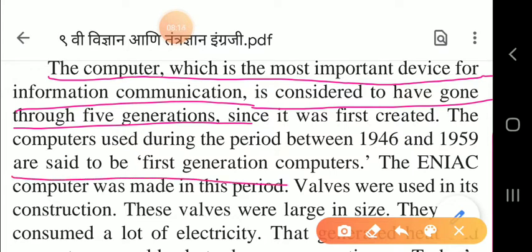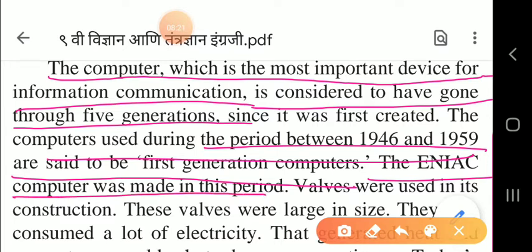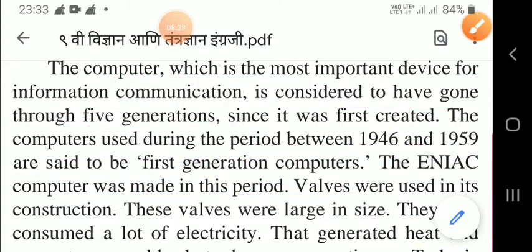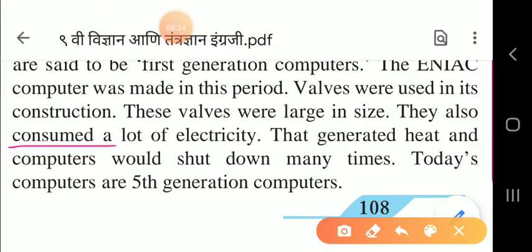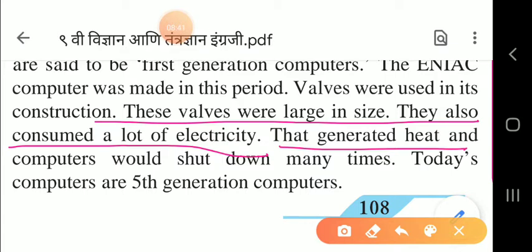first generation computer. So this you have to learn, what the first generation computer was, and the ENIAC computer was made in this period. The specific names are given. Valves were used in this construction, and these were large in size. They also consumed a lot of electricity. So these all were the drawbacks of this computer, and it was also generating a large amount of heat. Due to that, it may shut down many times.